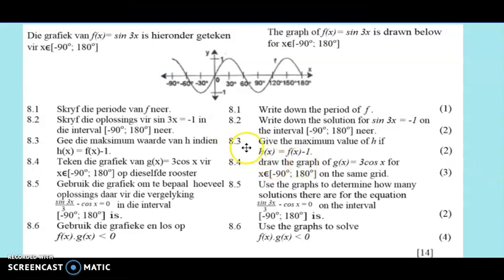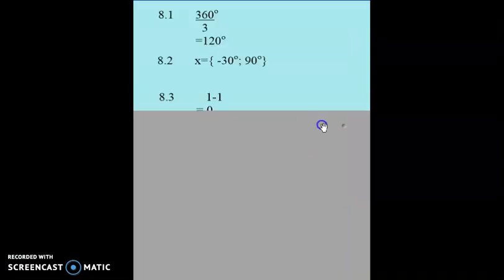The next question, 8.3. Give the maximum value of h if h of x is the function of f of x minus 1. So here they ask maximum. The previous one was minimum. And learners or students normally confuse the two. They ask for the maximum, then they intend to give the maximum, then they give the minimum. So in this function, the maximum is positive 1. So if I subtract 1 from this maximum that is 1, I will have an answer of 0. So I write it as 1 minus 1 is equal to 0.